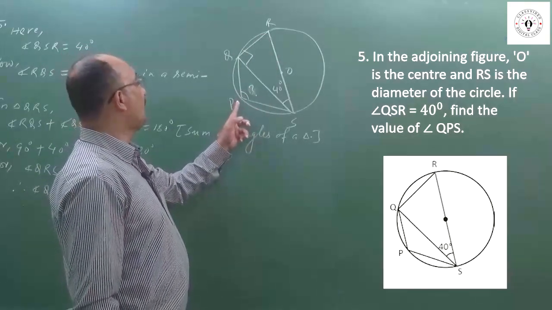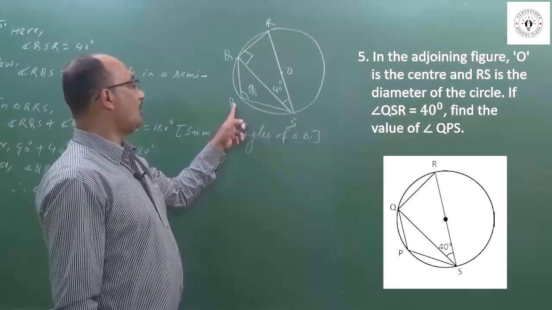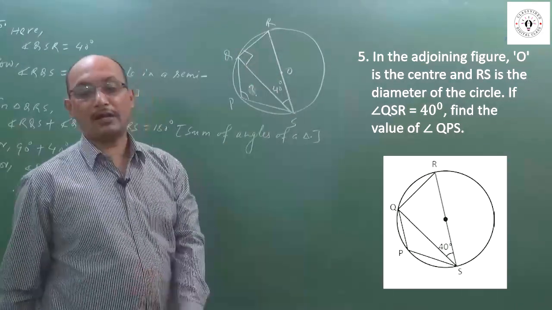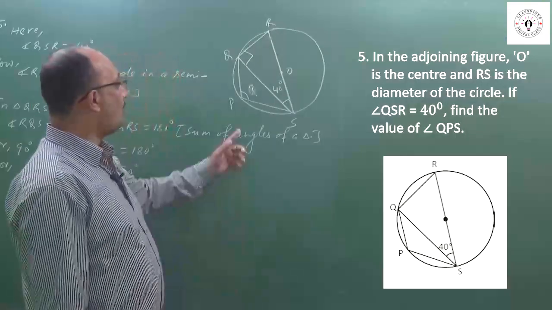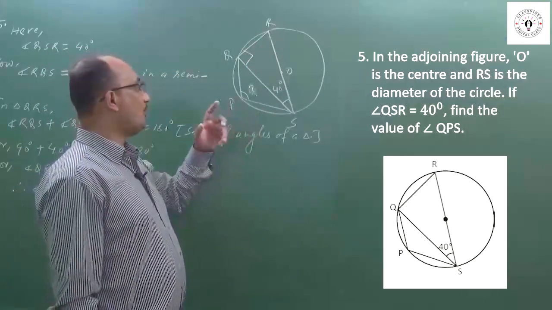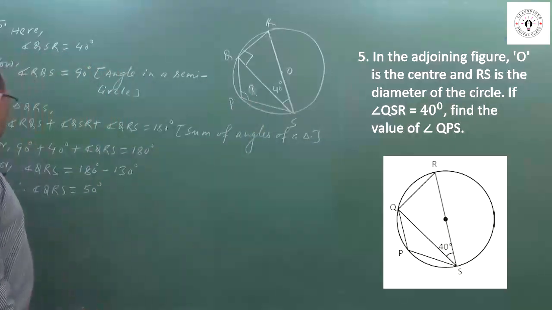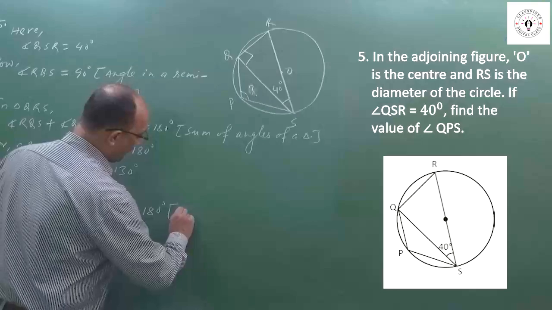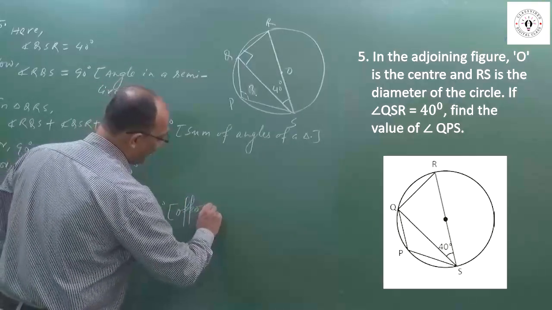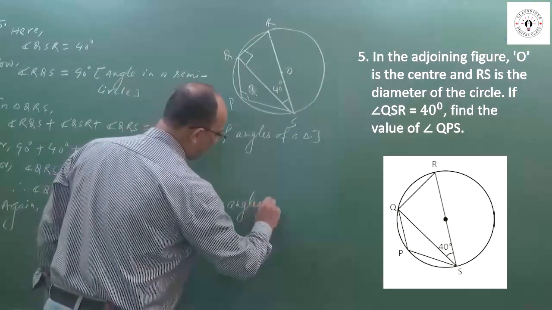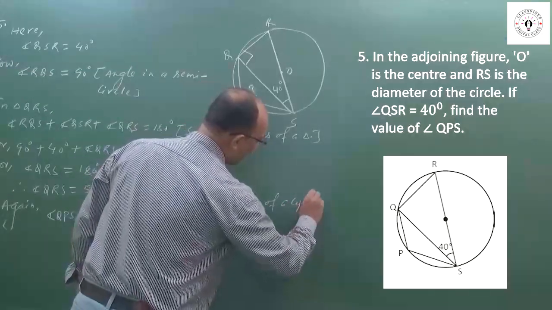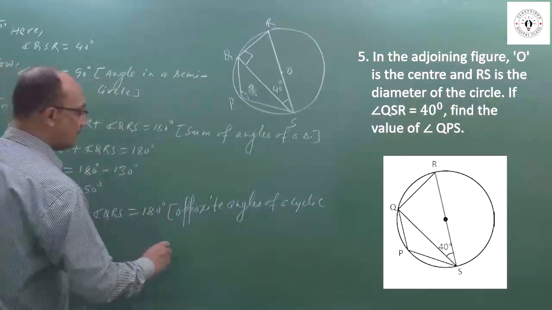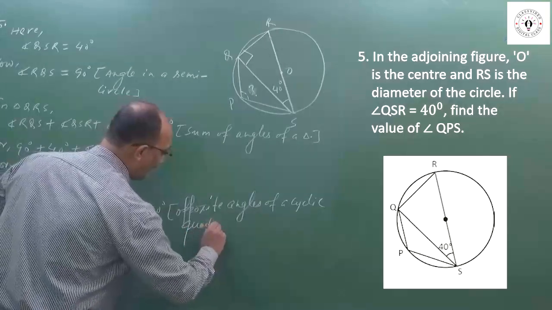So look here, PQRS is a cyclic quadrilateral, and we know that opposite angles of a cyclic quadrilateral are supplementary. That is, when we add opposite angles of a cyclic quadrilateral, the sum will be 180 degrees. So we can say angle QPS plus angle QRS equals 180 degrees. The reason is opposite angles of a cyclic quadrilateral.